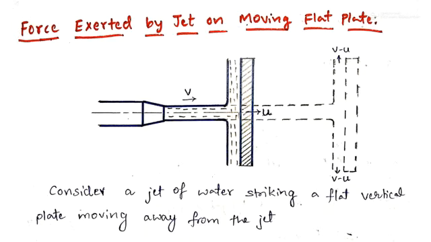Now we are seeing a topic from the impact of jets on vanes, and here the case is force exerted by the jet on a moving flat plate. So here a plate is moving with velocity U, and the jet is coming out from a nozzle or pipe with a velocity of V. Just consider a jet of water striking a flat vertical plate moving away from the jet.